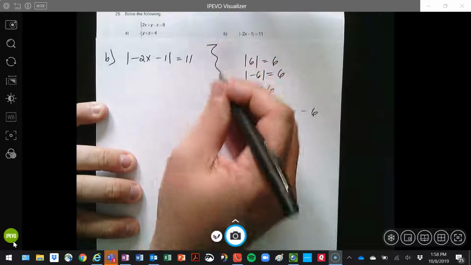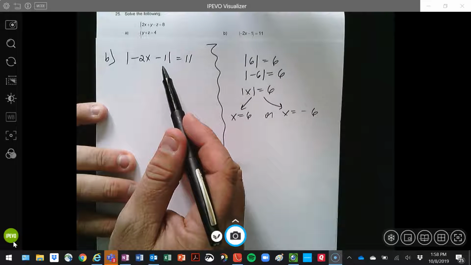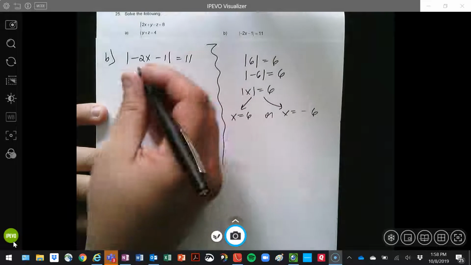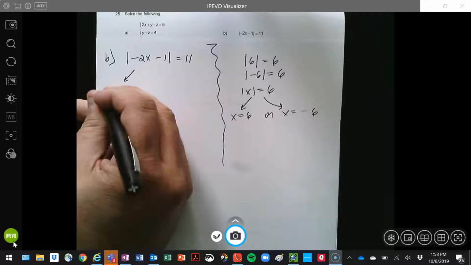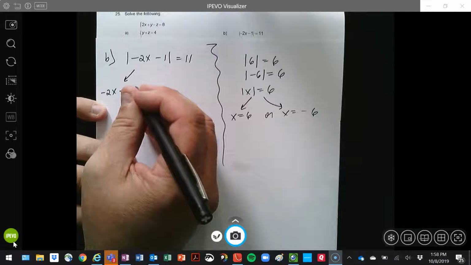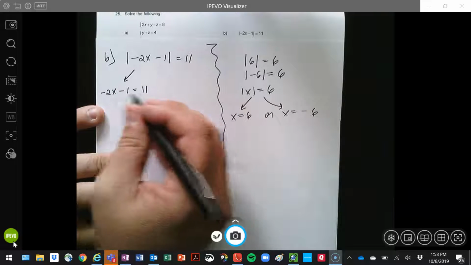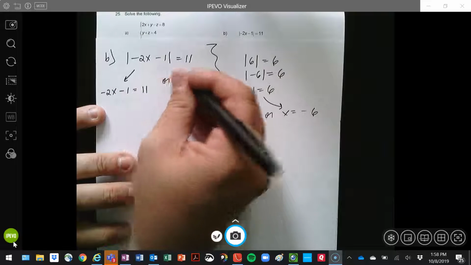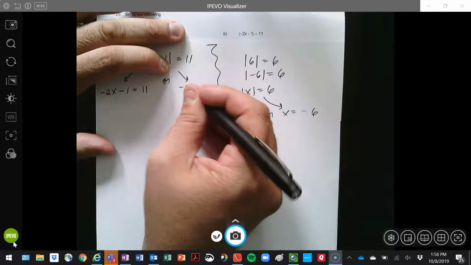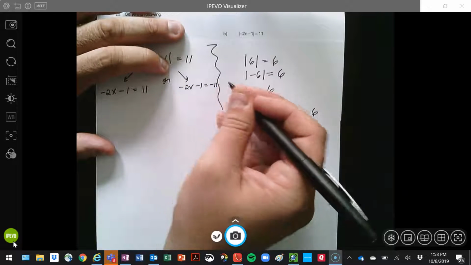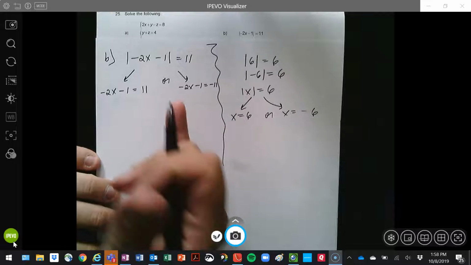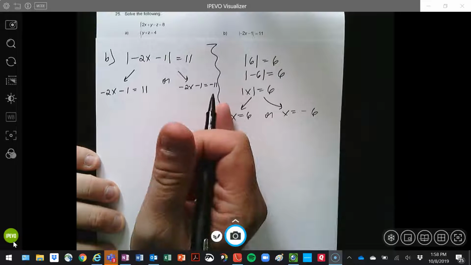So what do you do in a problem like this one? We're also going to break this into 2 parts. If the absolute value of negative 2x minus 1 equals 11, then it means that negative 2x minus 1 equals 11, or it means that negative 2x minus 1 equals negative 11. We have to consider both options.